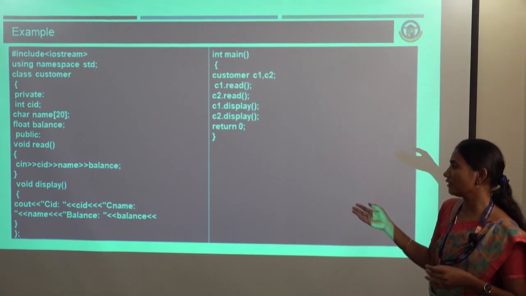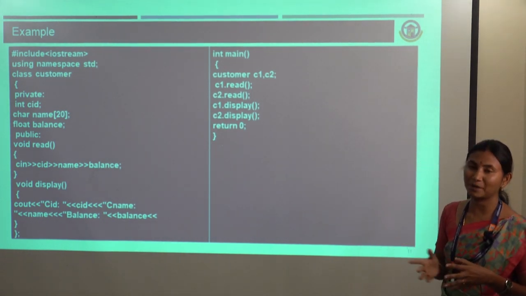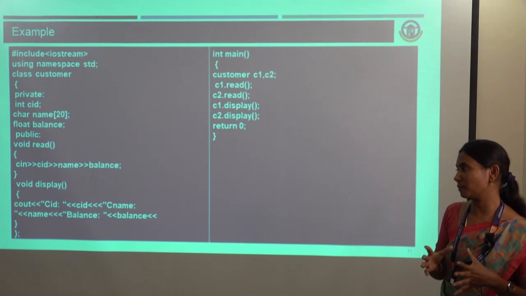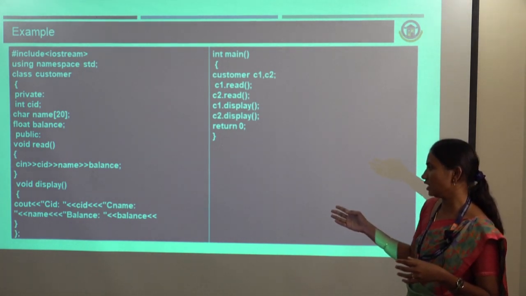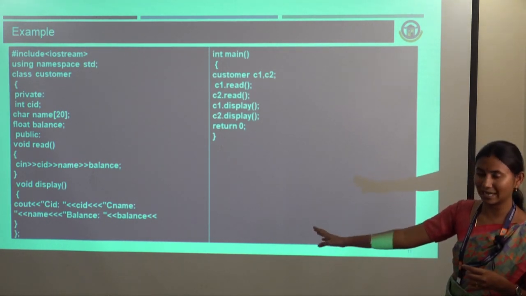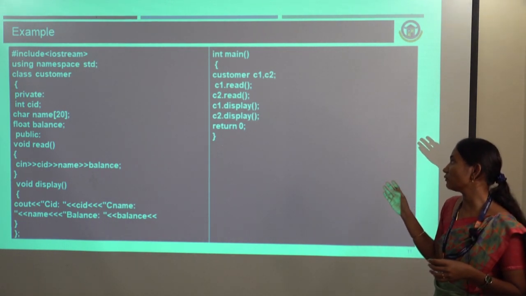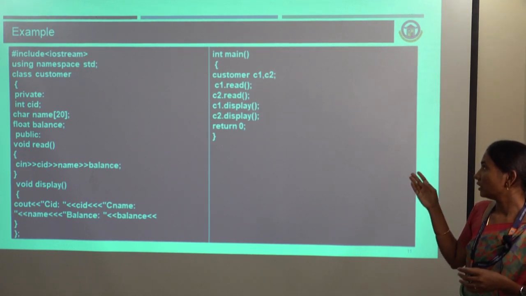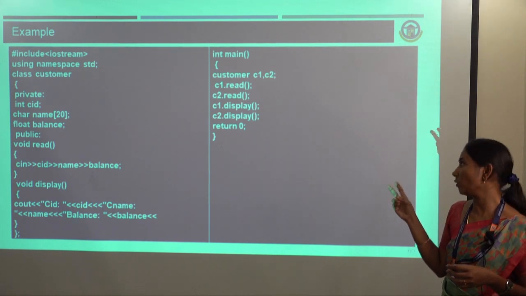Next, the other function is the display function. In this display function we are printing the output. Simply we are getting input and we are displaying the same input that we got: cid, name and balance. At the end of the class, it is terminated with a semicolon. Next, the main function, and the next line is object declaration: Customer c1 and c2. c1, c2 are two objects here.